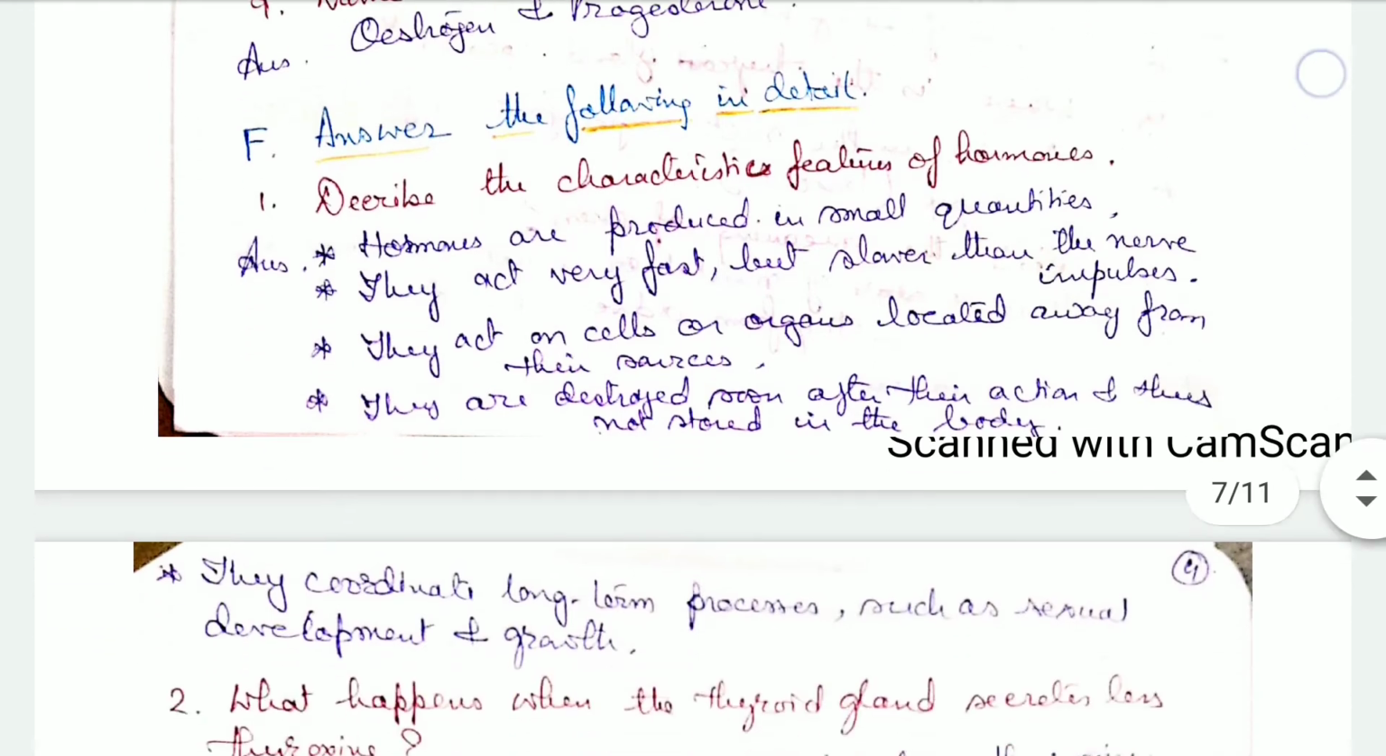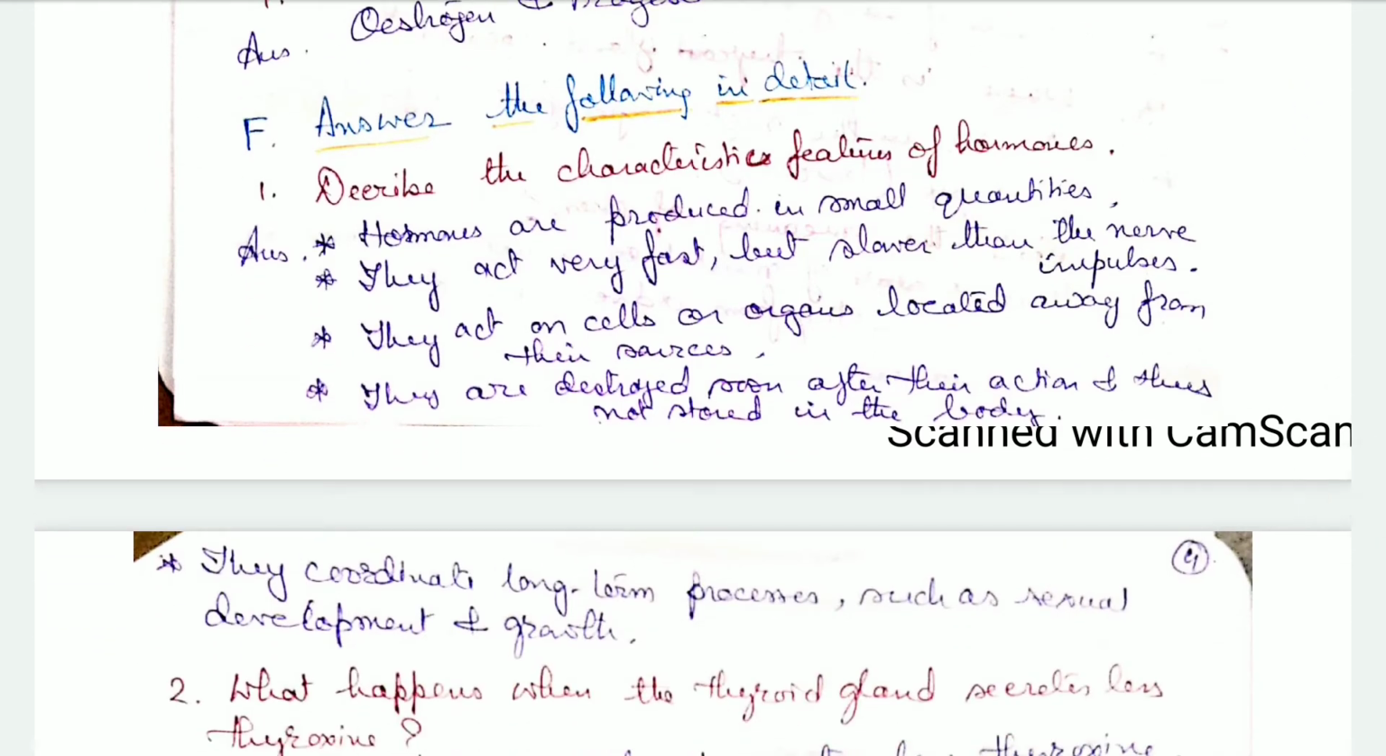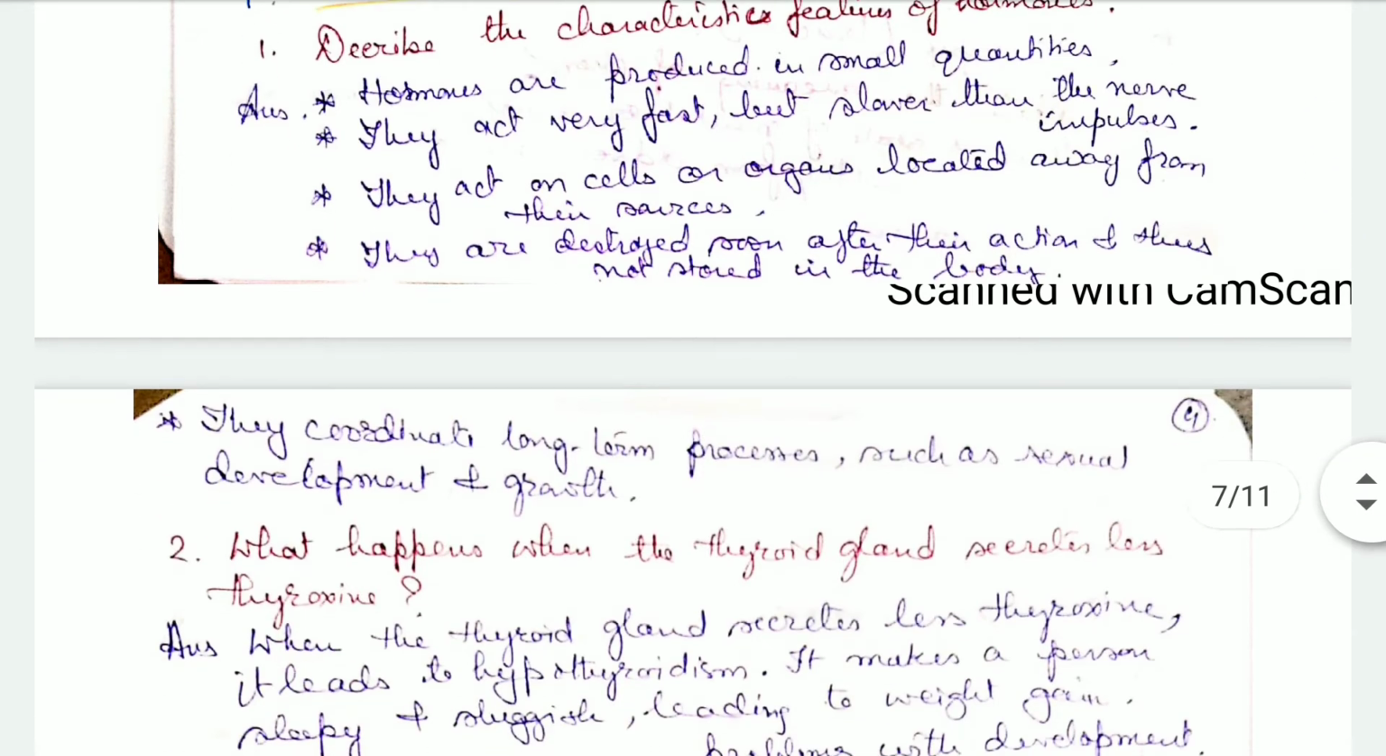Then answer the following in detail. Describe the characteristic features of the hormone. Hormones are produced in small quantities. They act very fast but slower than the nerve impulses. They act on the cells or organs which are located away from their sources. They are destroyed soon after their action and therefore cannot be stored in the body. They coordinate long-term processes such as sexual development and growth.